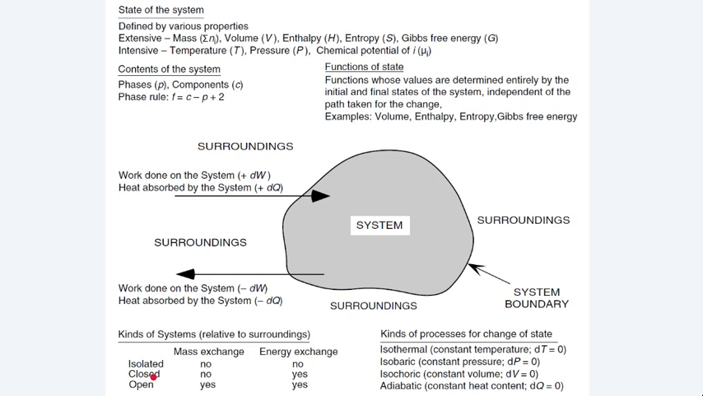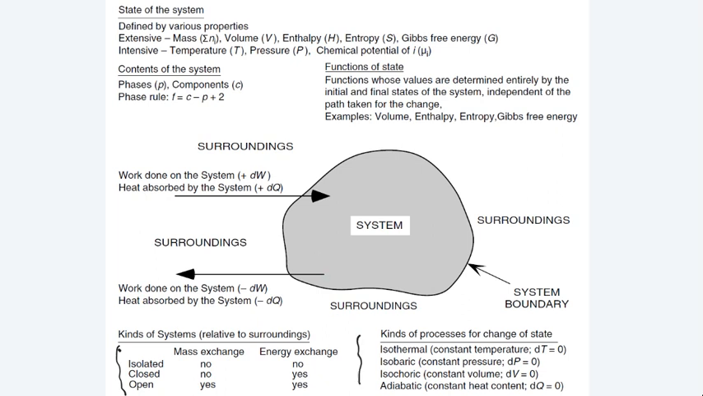But in a closed system, there will be no mass exchange, but there will be energy exchange. Like it can absorb heat or release heat. In an open system, mass and energy both can change. So there are three types of system.